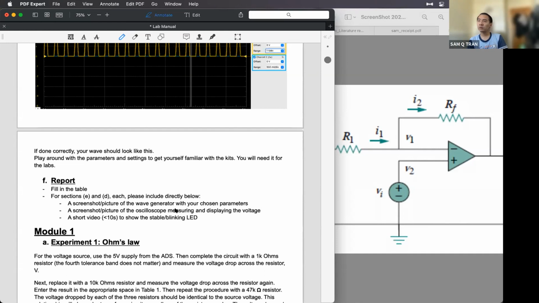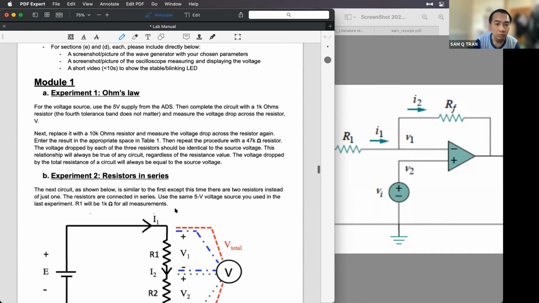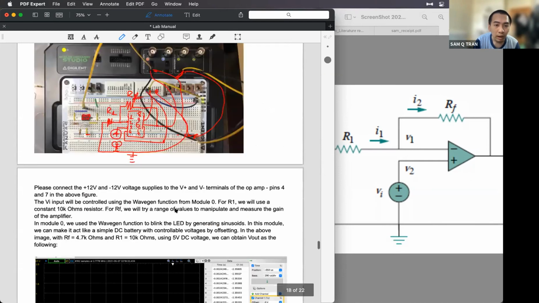Can you again briefly describe the circuit you drew? Okay. This one you mean?